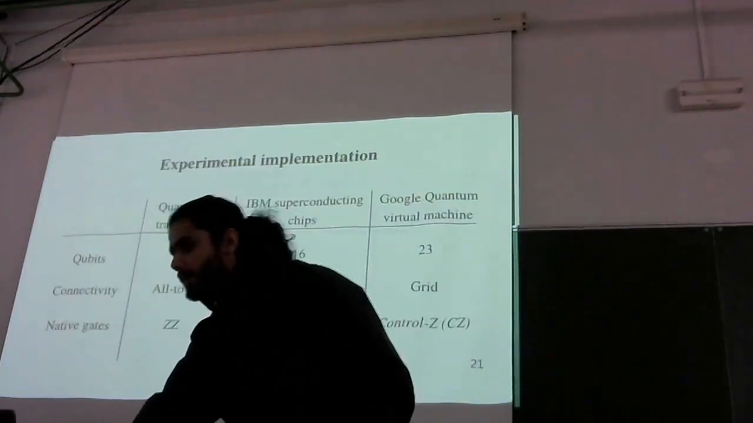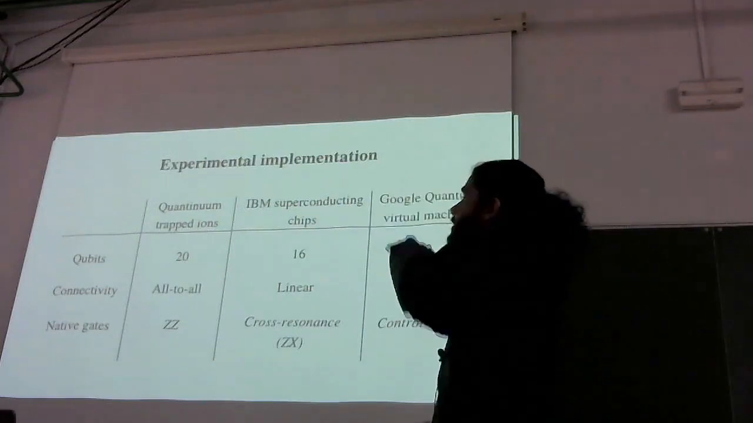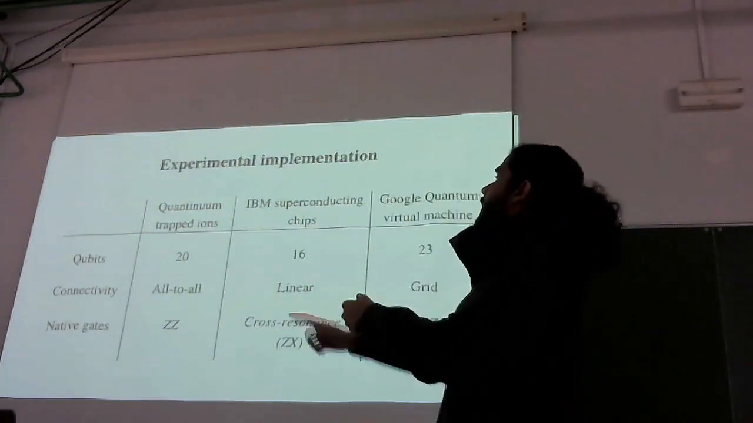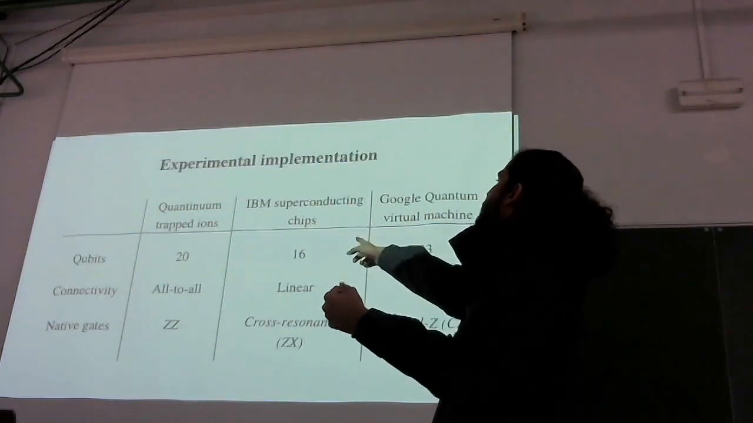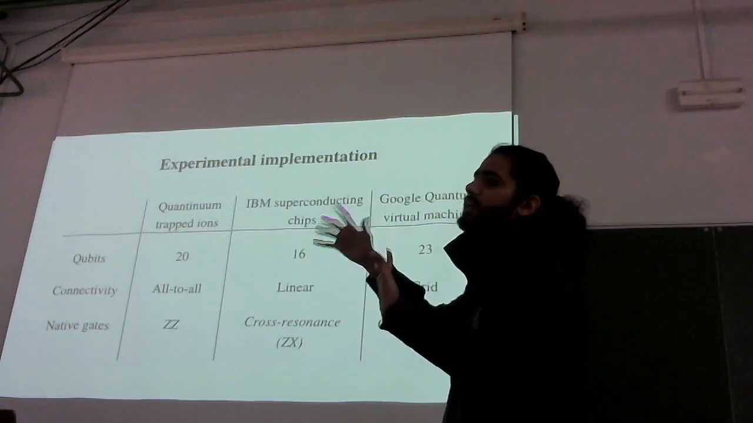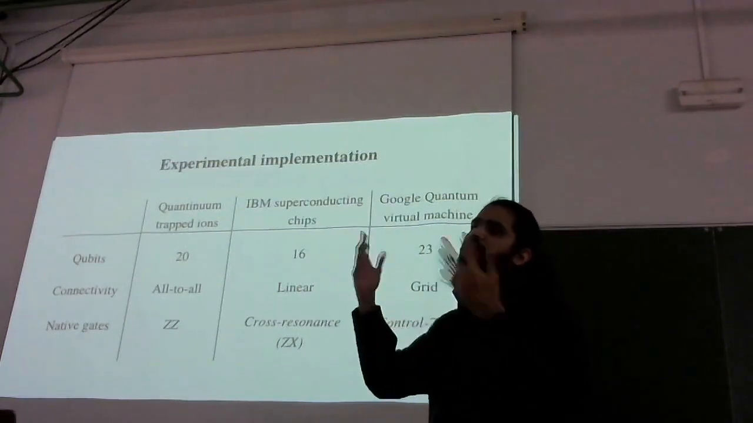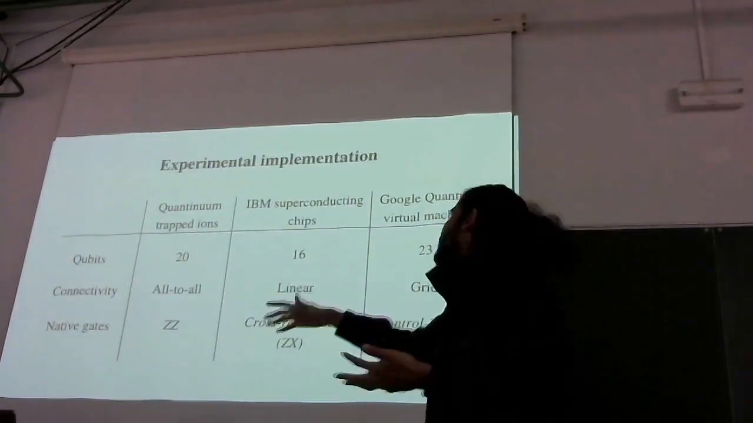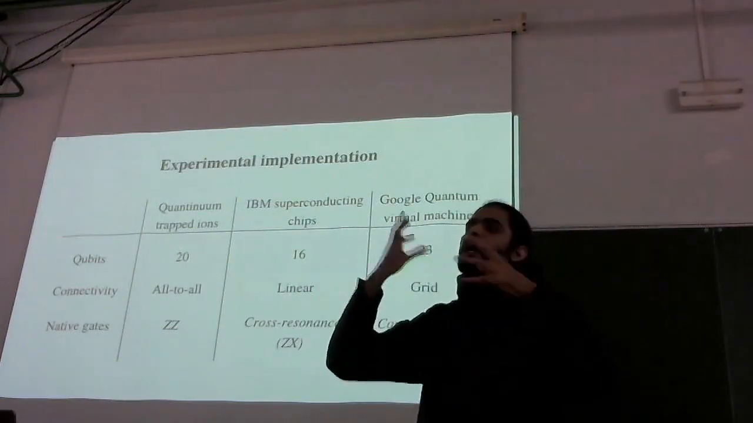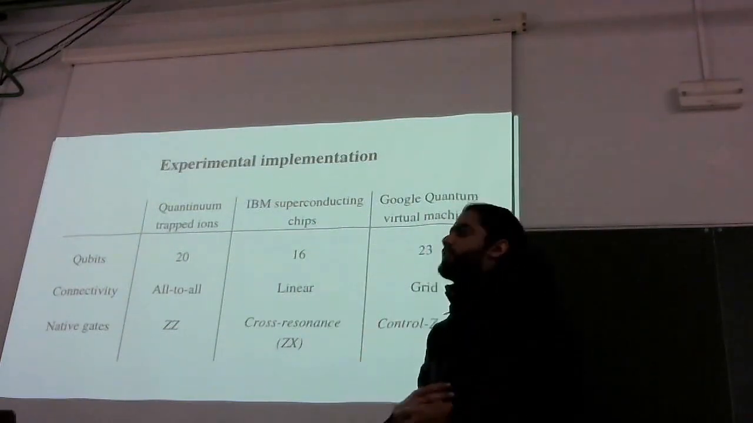Okay. I also did experimental implementation. I did experimental implementation with 3 hardwares. I have Quantinuum trapped ions, I have IBM superconducting chips, and Google Quantum Virtual Machine. So I didn't have access to a Google real device, so I just deal with what I have. So I just did it with their virtual machine, which is very similar to the hardware, but it's an emulator, it's not the real device.